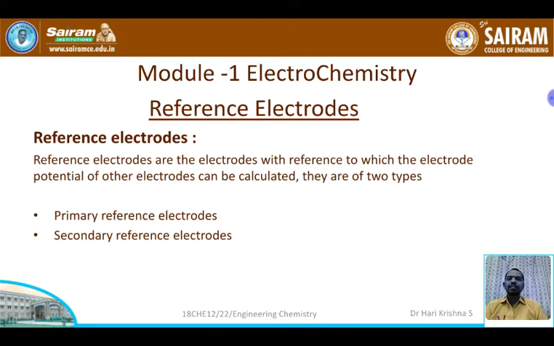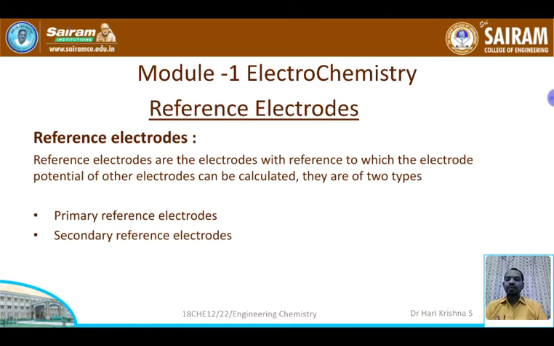This is the Nernst equation for a cell, and E is equal to E naught plus 0.0591 by n log concentration of M^n+. This is the Nernst equation for a single electrode. So today let us discuss what reference electrodes are, the construction and working of reference electrodes, and how to determine the electrode potential of that particular electrode using the Nernst equation.